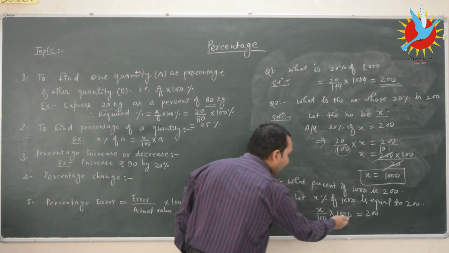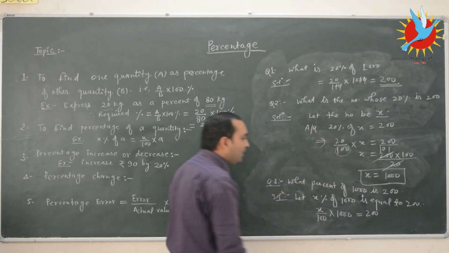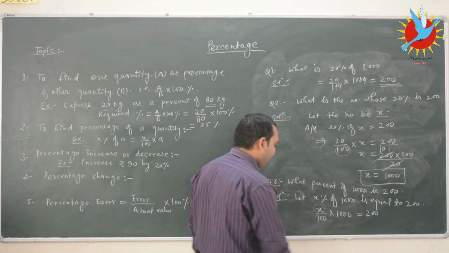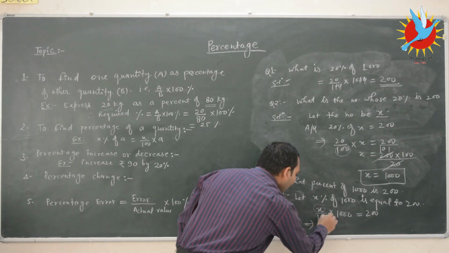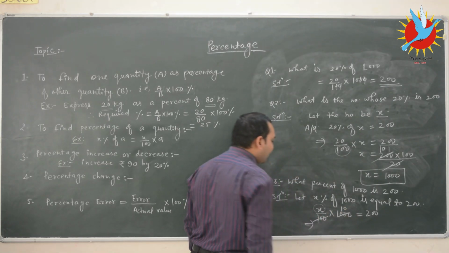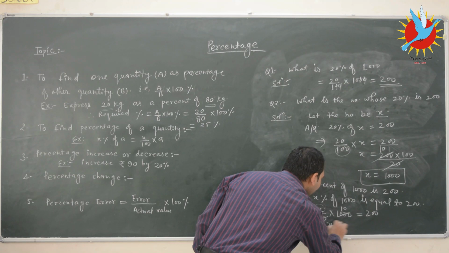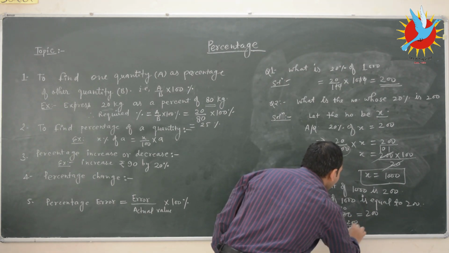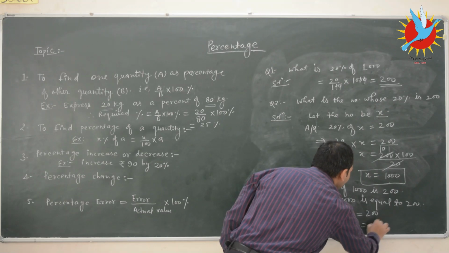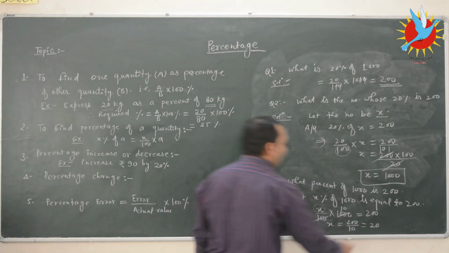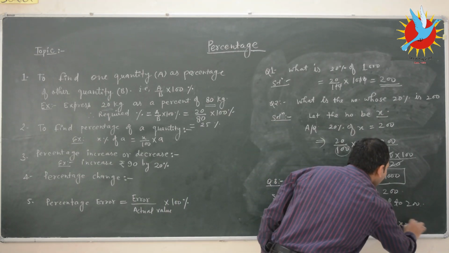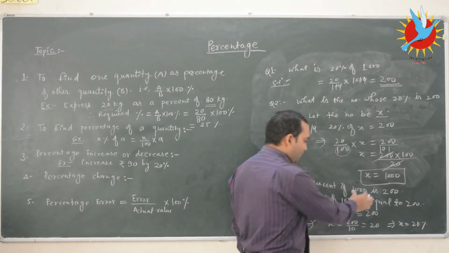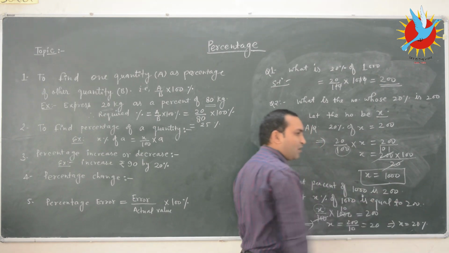X percent of 1000 is 200. We want to find the value of x, meaning how many percent. 100 tens are 1000, so x into 10 is equal to 200. So x is equal to 200 upon 10, which is equal to 20. It means the value of x is 20%, meaning 20% of 1000 is 200.